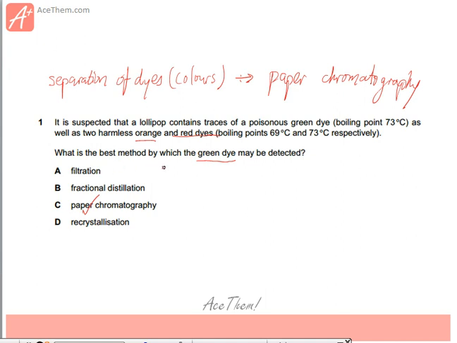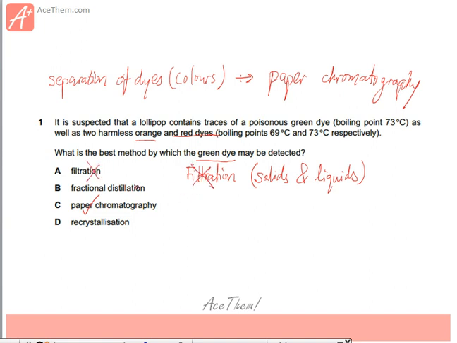First of all, looking at filtration. So what's filtration useful for? We can filter things once we have a solution, solids which are immiscible together with the liquids. So think of sand in water, and then you can filter them out. And in this case, we are just talking about dyes which are all soluble. So filtration cannot be right.